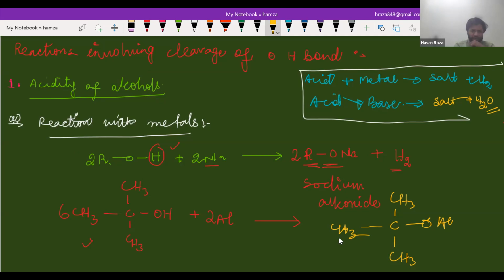Basically, aluminium has +3. So in order to balance it, since 2 aluminium is there, I'm going to write 2 in order to balance aluminium. And since 6 moles of this CH3O is there, I'm going to take 3 here. And 3H2 will be released. So its name is basically aluminium tertiary, that represents it is 3-degree butoxide. Please do write it.